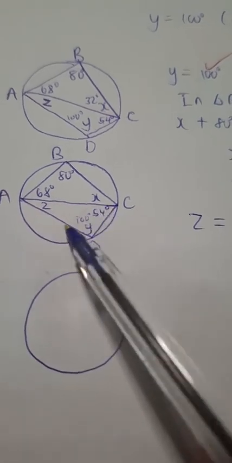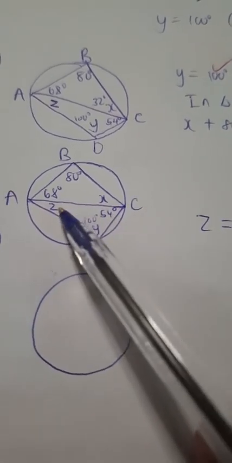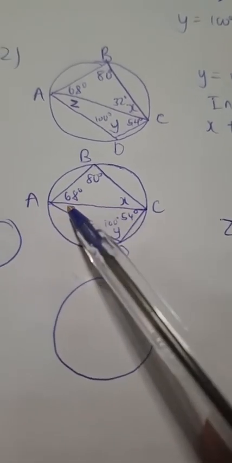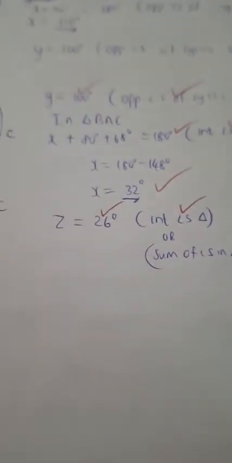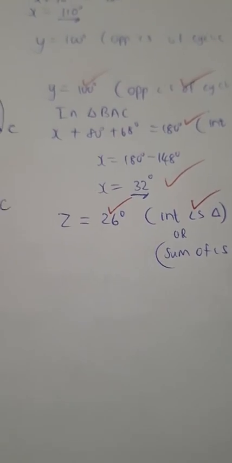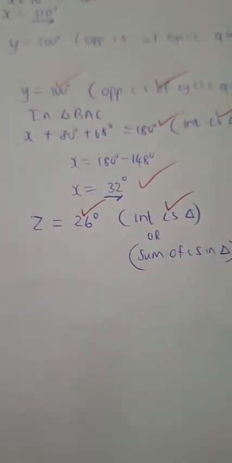If these two add up to 154, what do I need to get 180? Z needs to be 26. You can do that and then write the reason. Done. Okay. All right. You can do that too.